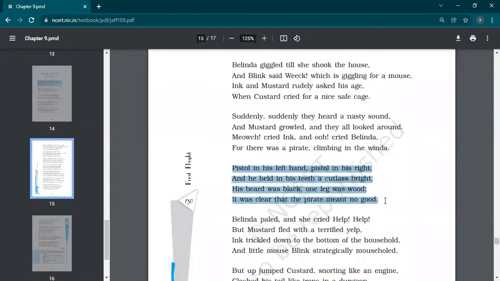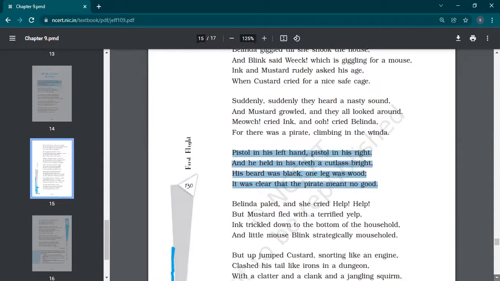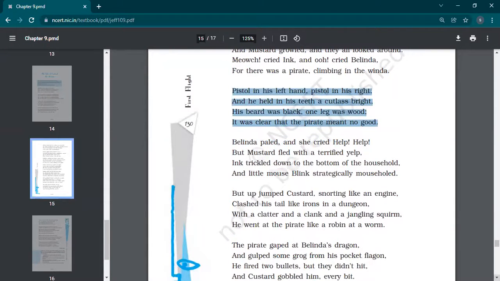Let me repeat the stanza again. In this stanza, the poet Ogden Nash says that when the pirate entered the house of this Belinda, he was having a pistol in his left hand, that gun, and in the right hand also. Fine. And then he was holding a cutlass, that small pointed object just like a sword, but smaller. Bigger than a knife, but smaller than a sword. So that is known as a cutlass. So he was holding that cutlass in his teeth and his beard was black in color.